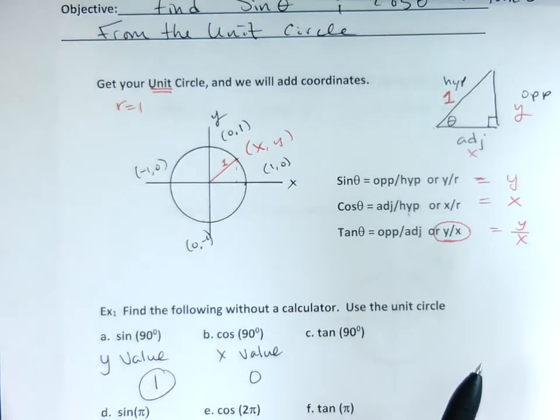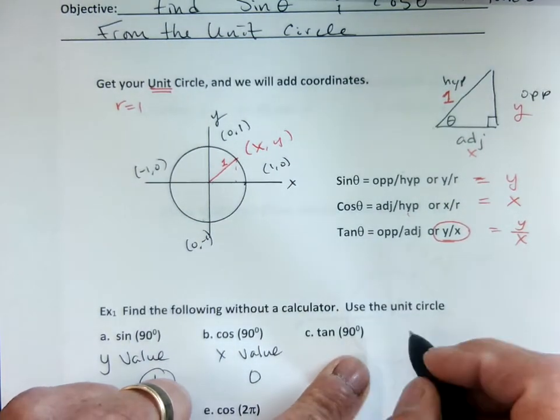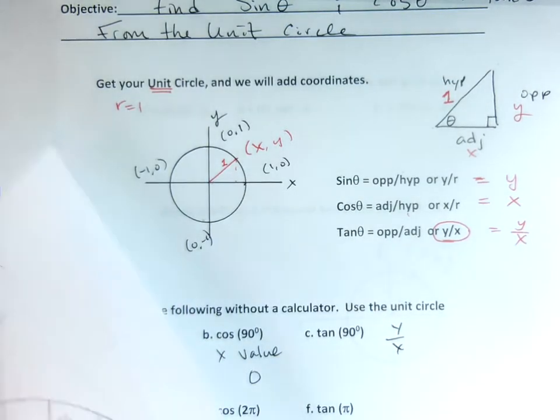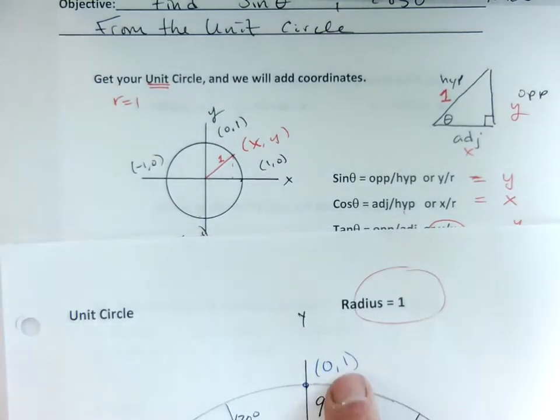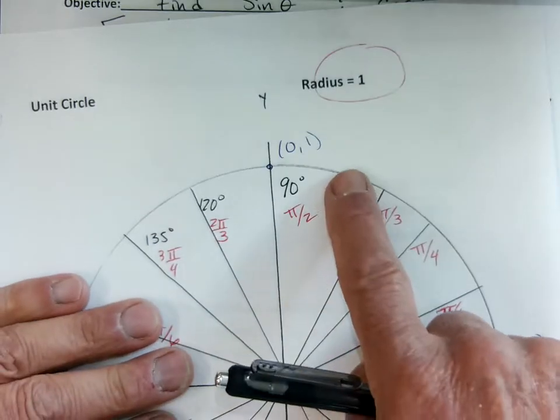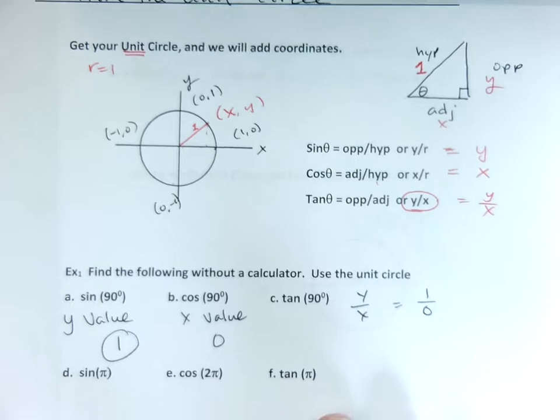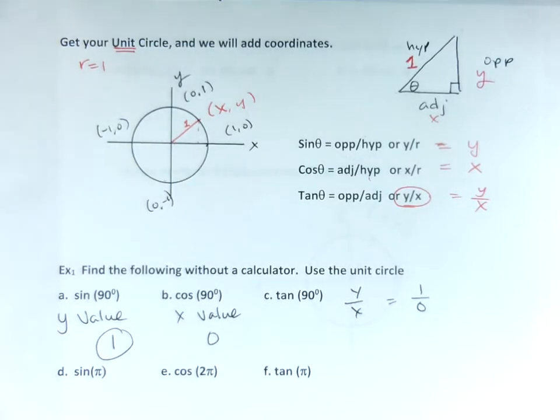Tangent of 90. Okay, so tangent 90 is going to be my y over my x. So my y value is 1. My x value is 0, right? Okay, I don't even need to calculate. I know there's something really bad about that. Do you remember Cookie Monster? Remember what happens when you divide by 0? Bad things happen, so it's undefined.